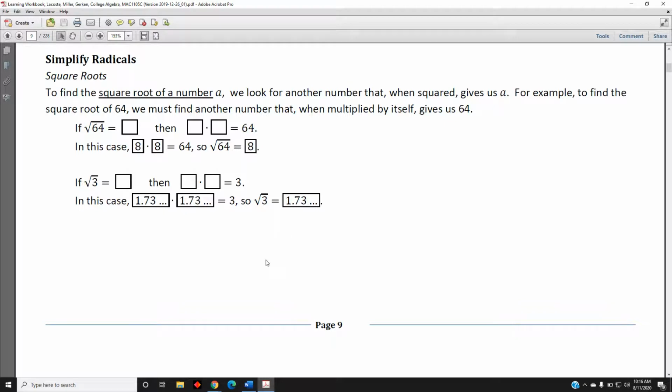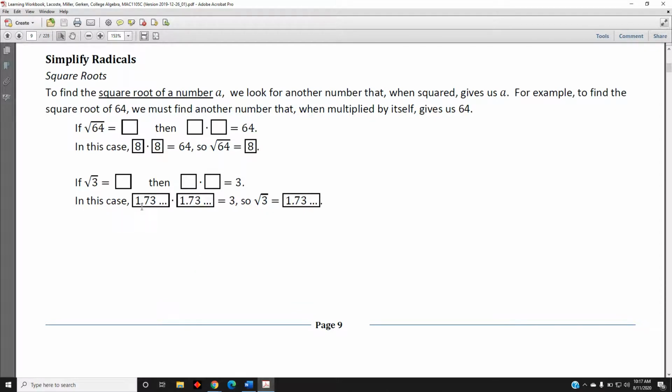Now that was an easy one where the numbers were nice. Let's try one where the numbers are not so nice. If the square root of 3 equals box, then box times box equals 3. We have to put the same number in each box. Well, in this case, there's no nice, small, convenient integer value that we can put. We have to use a decimal number.